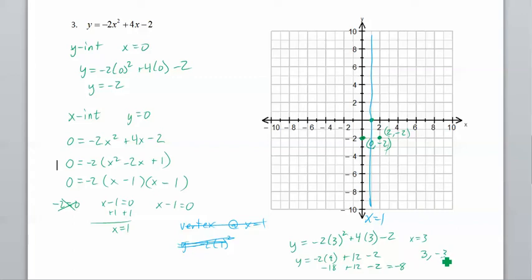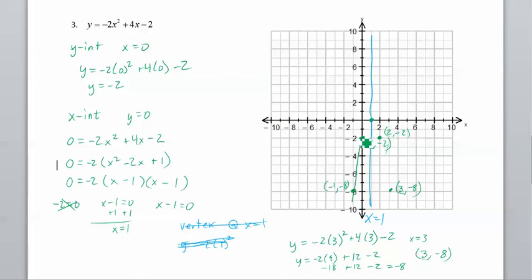So 3 comma negative 8. So we'll go to 3, negative 8, and that is 2 spaces away, so I need to go 2 spaces away on the other side. So I've got 3, negative 8, and I've got negative 1, negative 8. There we go, we can draw the picture.